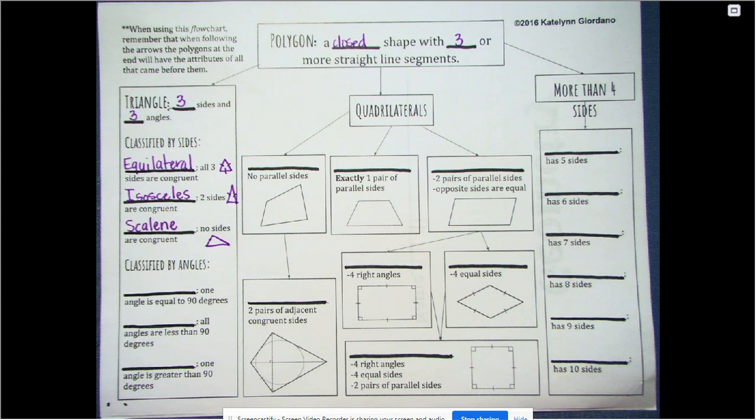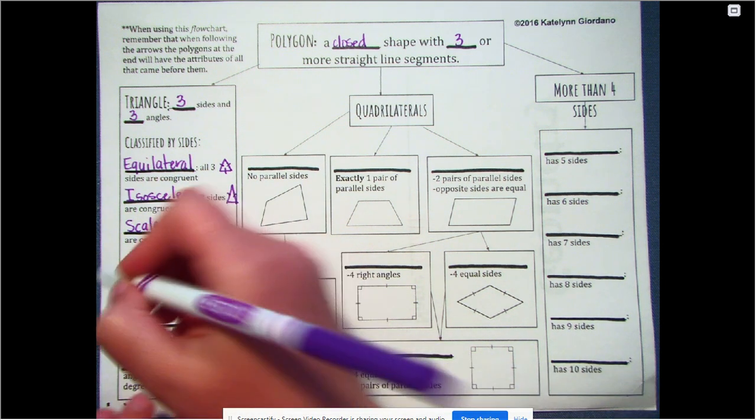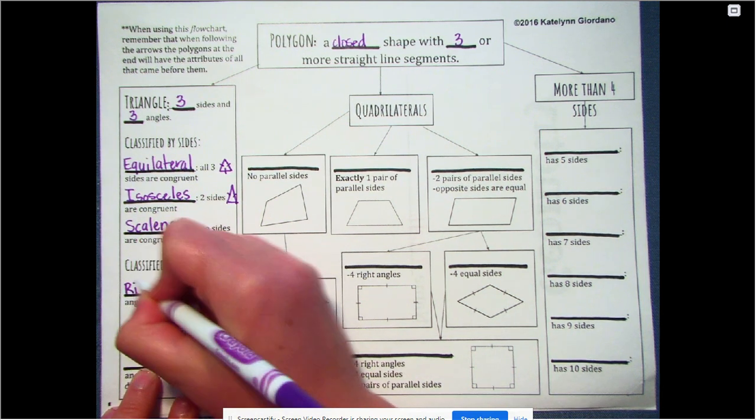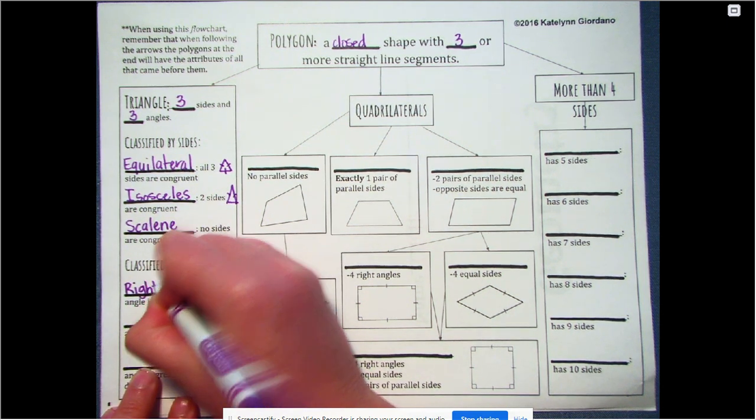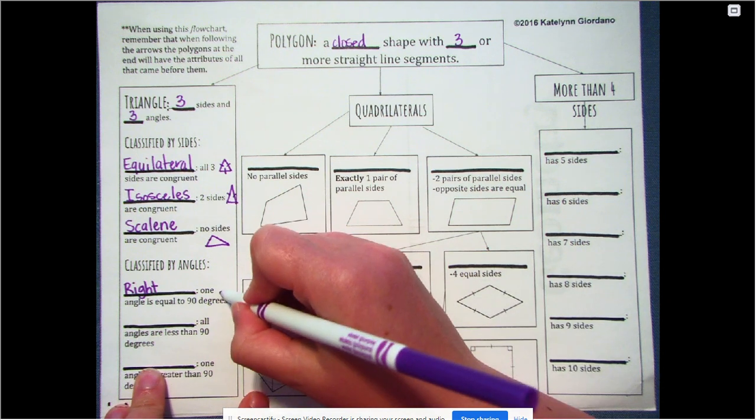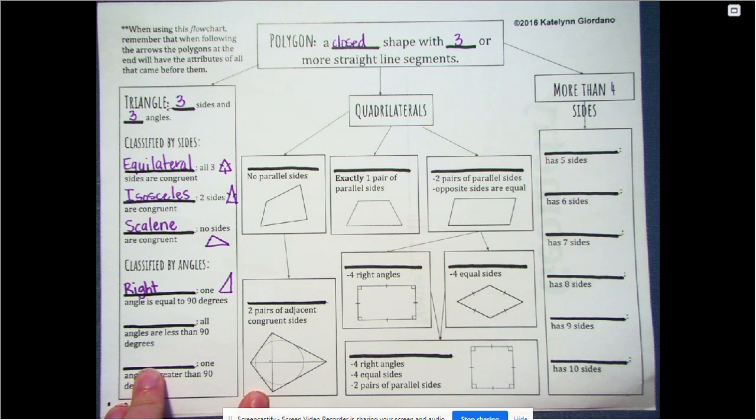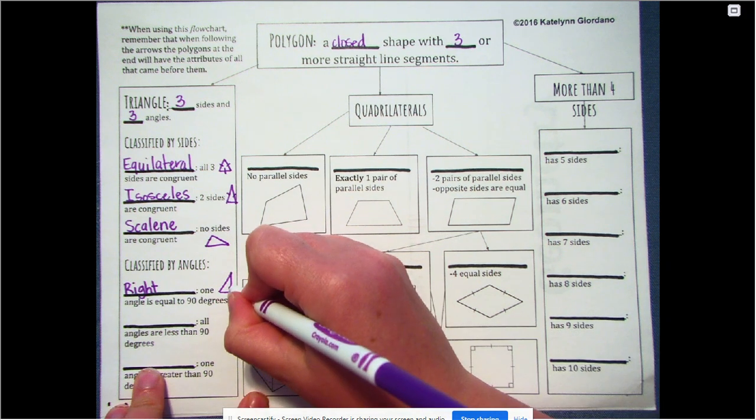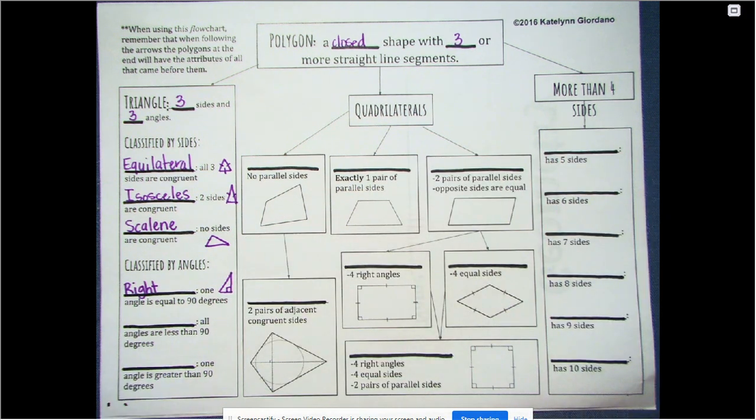The second way that we can classify triangles is by their angles. If we have a triangle that has one angle that is equal to 90 degrees, that is going to be called a right triangle. And so we can show an example. And remember, if we're showing that it has a right angle, we're going to show it with a little square in the corner.